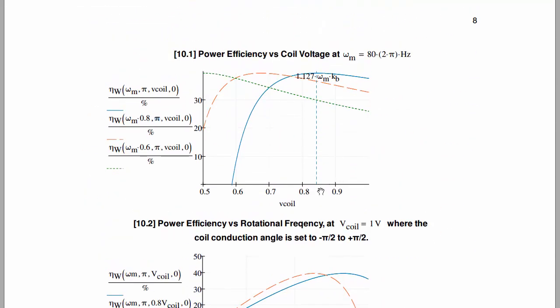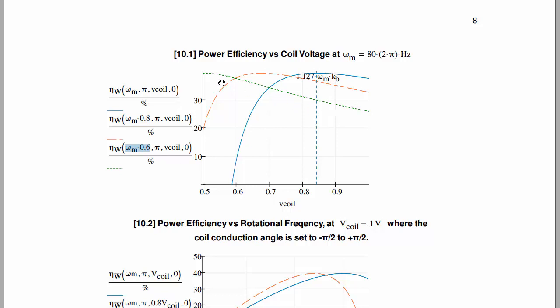And when we do that, we see that there's a maximum efficiency that occurs as we sweep the external coil voltage. So here's 1 volt up at the end here. But as we bring that voltage down, we find that there is a voltage around 0.84 or so, where the efficiency is maximum for the case where we're spinning at 80 times 2 pi radians per second. The orange line is where the angular frequency has been reduced to 80%, so 64 times 2 pi, and then this would be 48 times 2 pi.